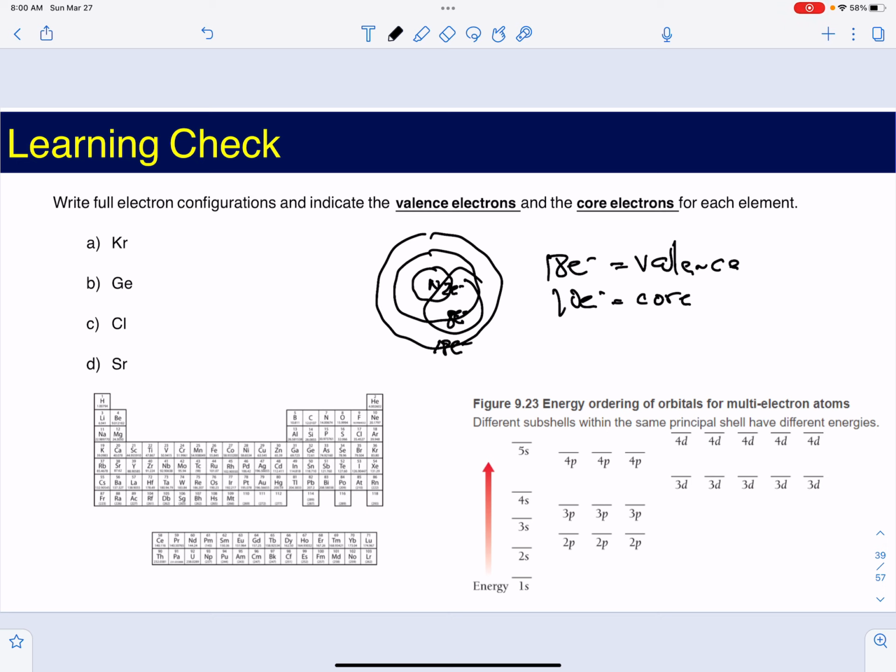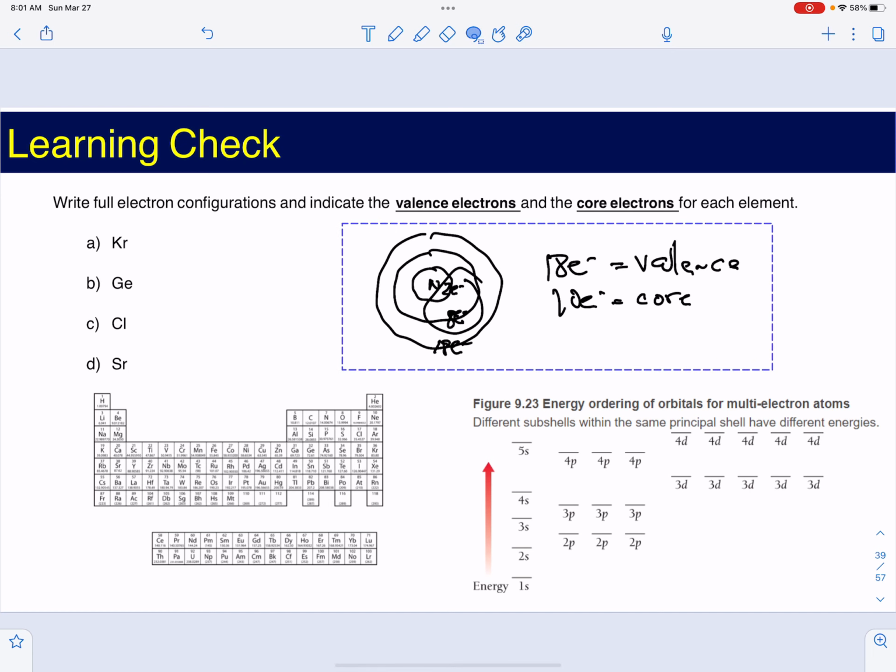The electrons on the last level, the one farthest away from the nucleus, those are my valence electrons, and those are the only ones that really matter. Everything else are core electrons, and all they're doing is kind of shielding the valence electrons from the power of the nucleus, because they are on the way. They are covering the valence electrons.